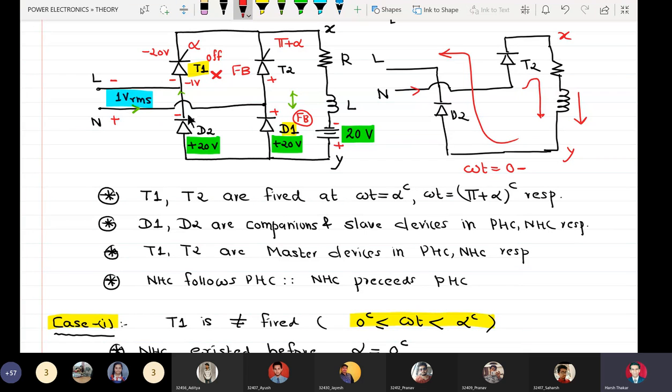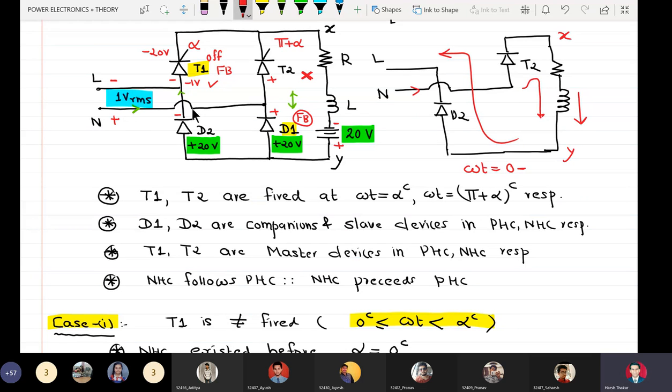T1 conducts and T2 is not fired, so T2 is already off because it is not fired. Without applying a firing pulse, SCR cannot conduct. So this is off because it is not fired. And T1 is supposed to get commutated, but it is receiving minus 20 volts from this side and minus 1 volts from the source side. So what will happen is that it will continue to conduct. So this remains forward biased and conducting. Now D2 continues to conduct. So D1, D2. So D2 will start conducting now.